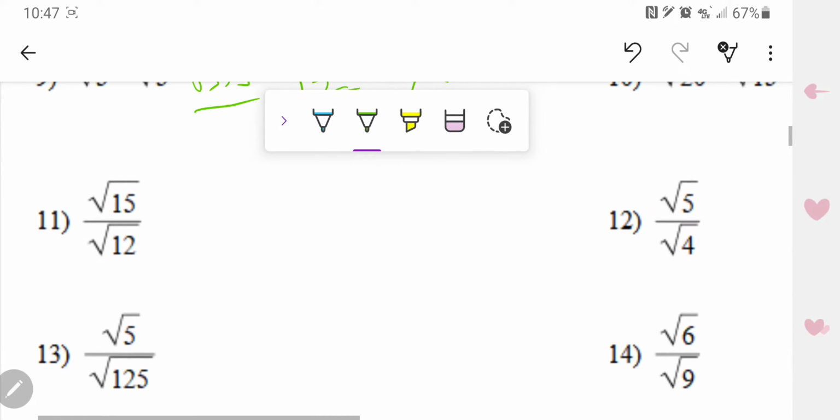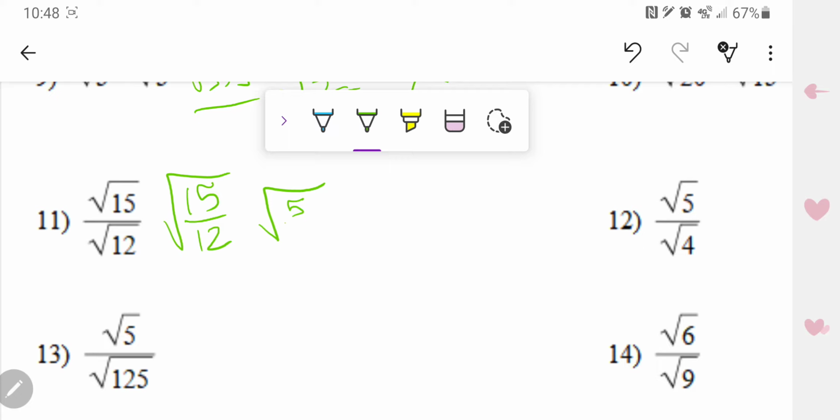They could ask you a couple of different ways to do it. So you have root 15 over root 12. That's root 15 over 12. They could ask you to reduce the numbers. 15 divided by 12, they are both divisible by 3. You can separate them again. The square root of 4 is 2.